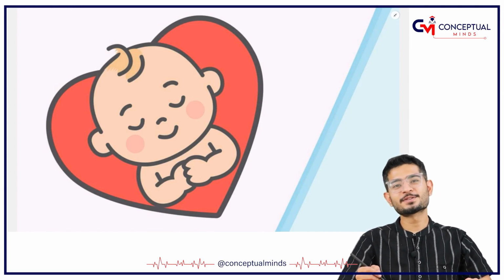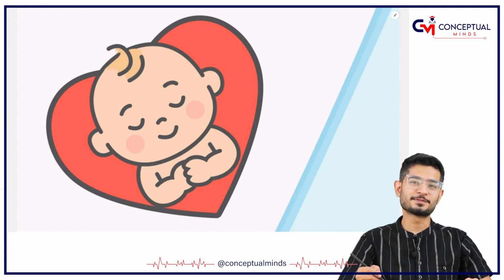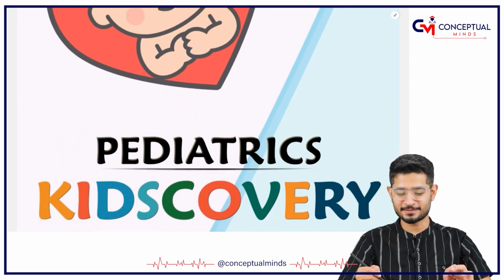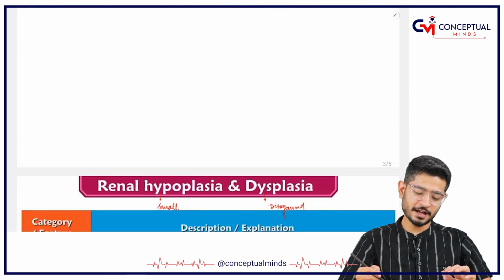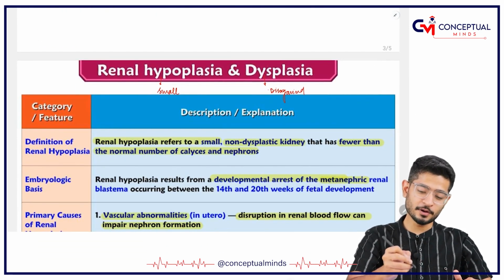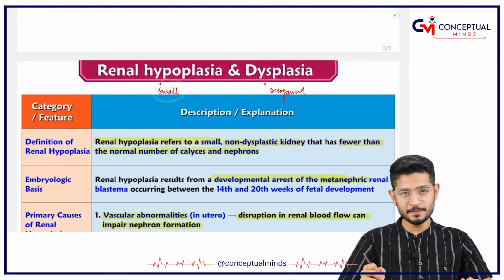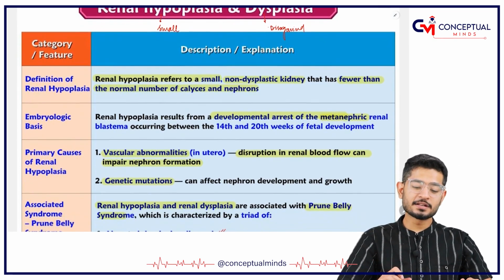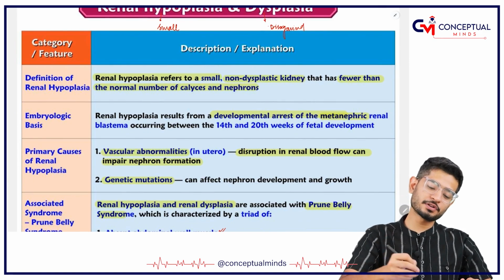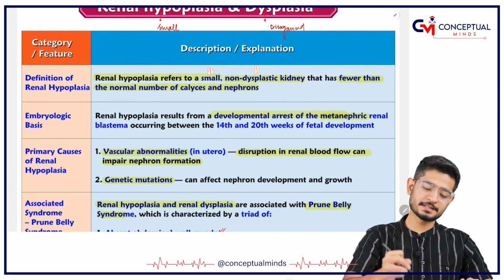The topic of discussion in pediatric nephrology today is going to be renal hypoplasia and renal dysplasia. So what do you mean by renal hypoplasia? Hypo means small, so there is a small kidney, and renal dysplasia means that there is a disorganized kidney. Renal hypoplasia belongs to the small kidney, non-dysplastic kidney.